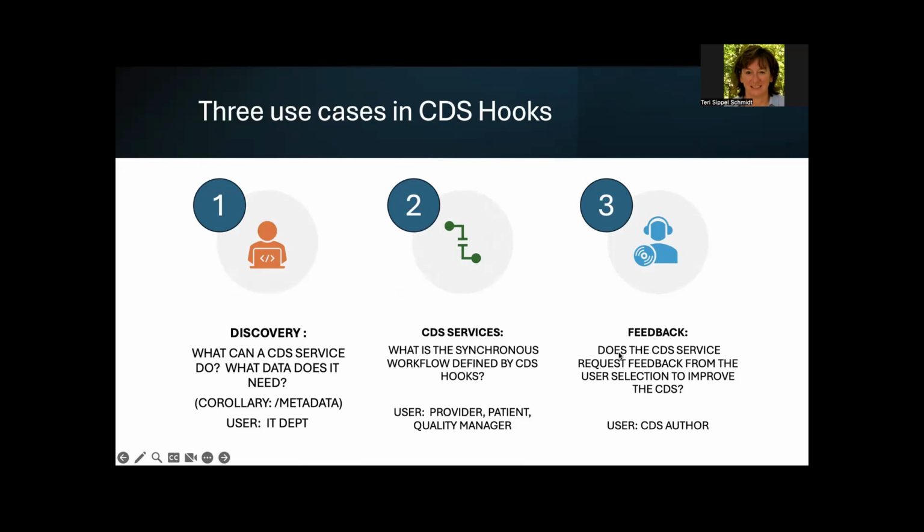The third use case that is defined in CDS hooks is the feedback loop. It's not required, it's optional. The CDS service can request feedback from the user to improve the selection and to improve the capabilities and feasibility of the clinical decision support tool itself. The intended user of the third use case is the CDS author so that they can improve the CDS intelligence.